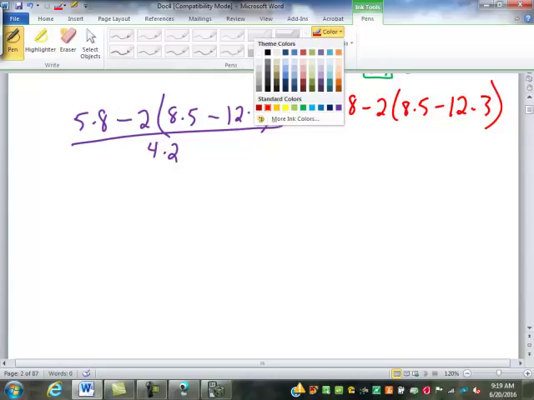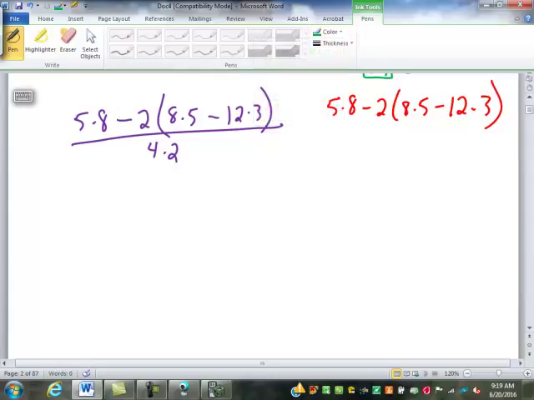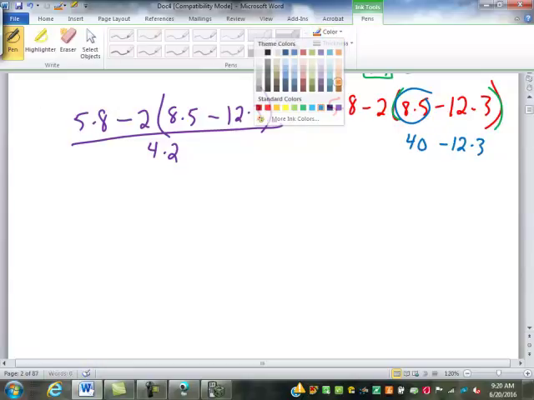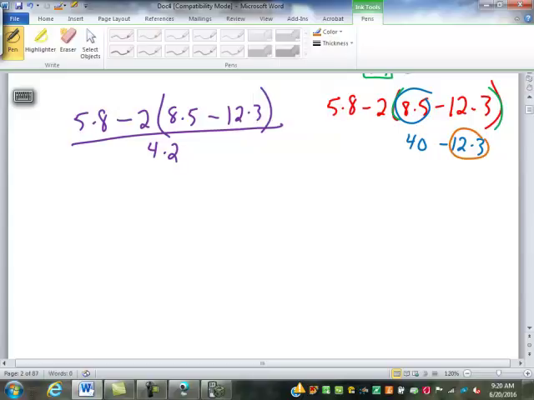On top, do I have any enclosing symbols? Yes. Do I have any inside those enclosing symbols? Inside the parentheses here. Do I have any other enclosing symbols? No. Any exponents? No. Multiplication or division? Yes, there's actually 2 of them, so I'm going to go left to right. 8 times 5 is 40. And then I will do the 12 times 3, which is 36.